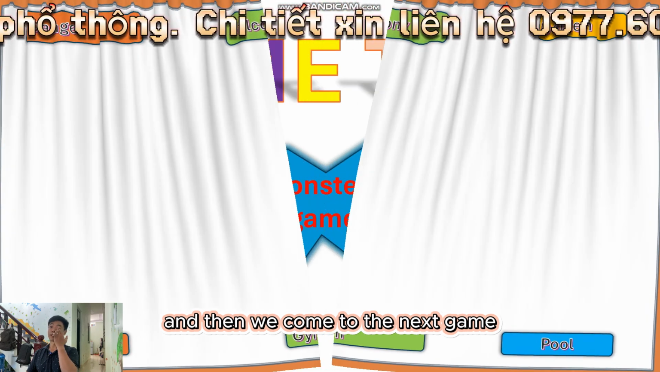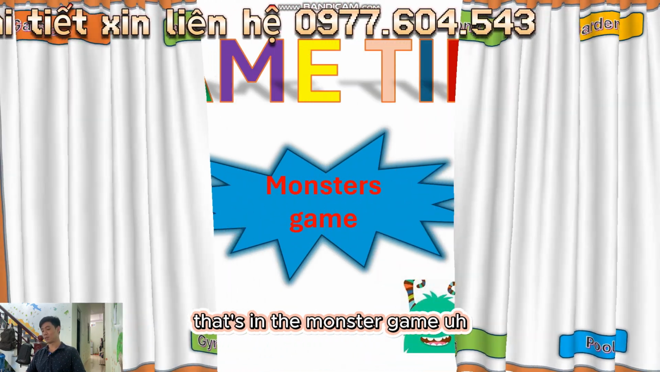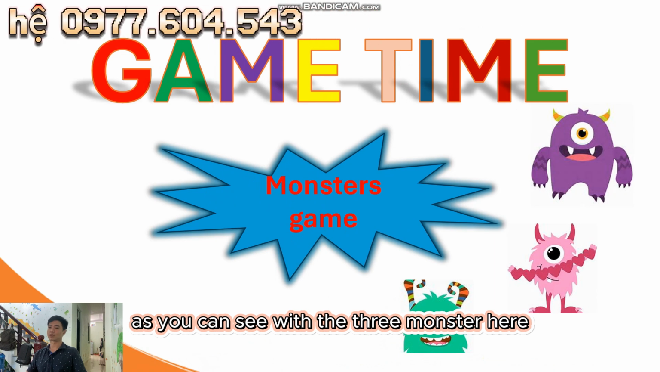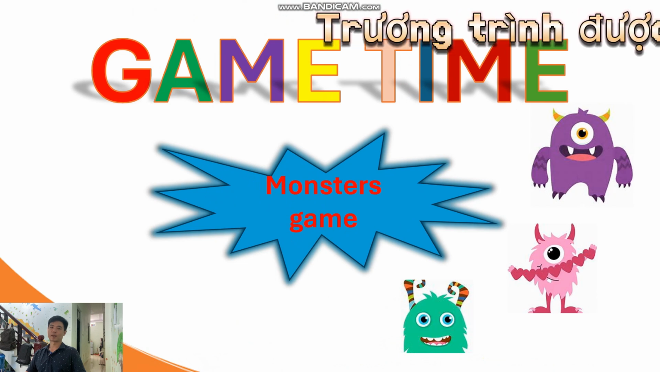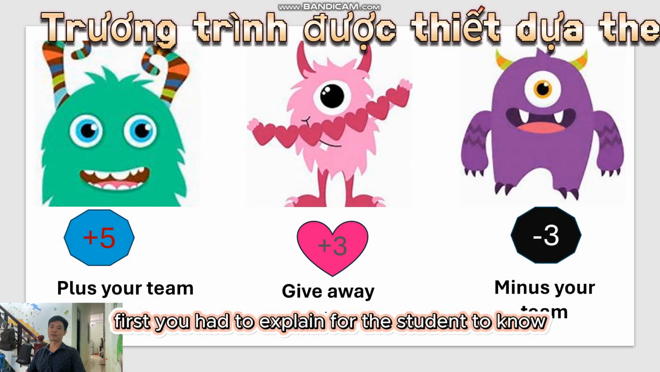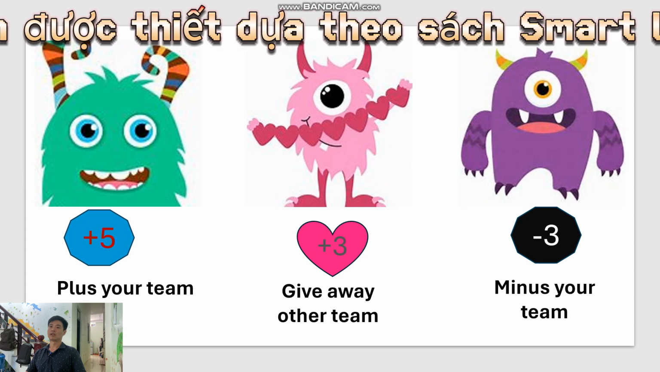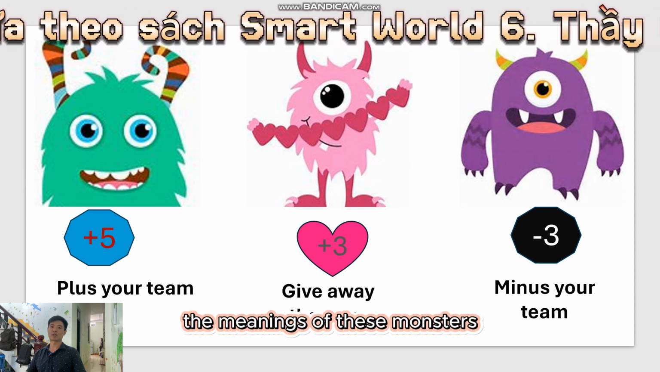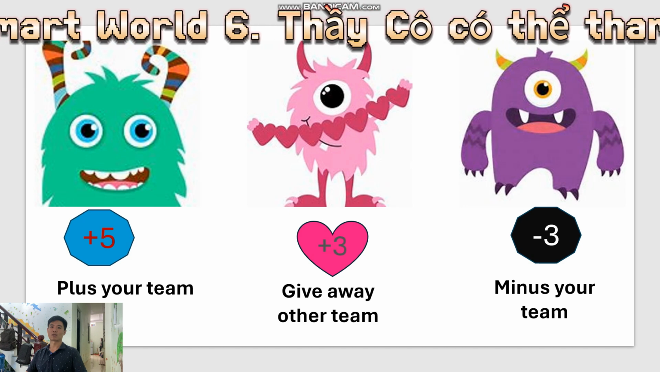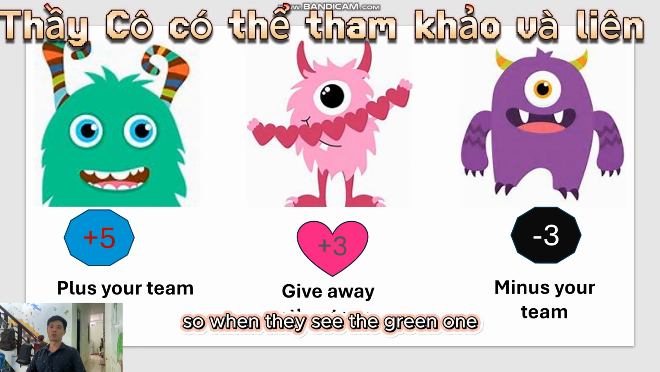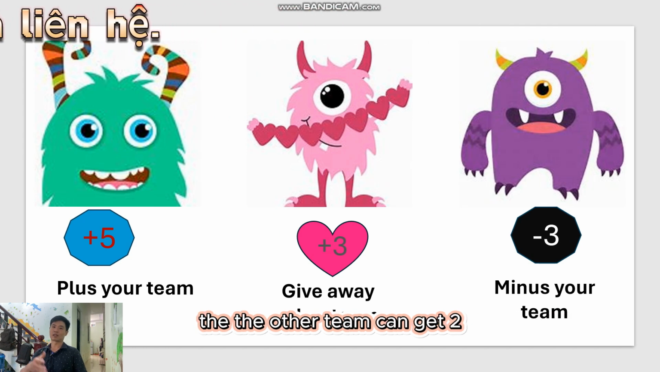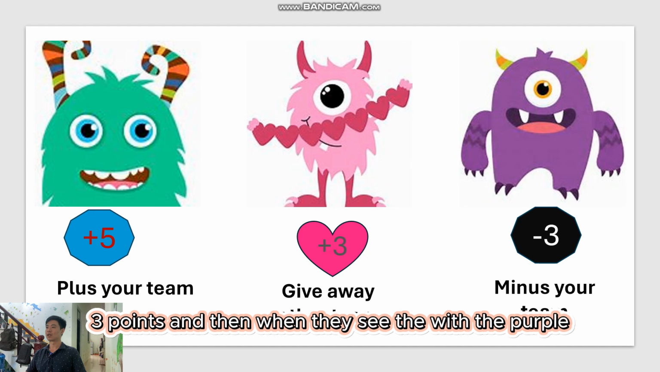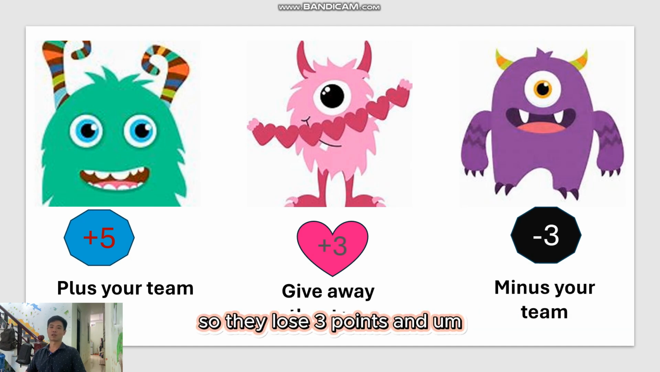And then we come to the next game. That's the monster game. The monster game, as you can see, has three monsters here, green, pink, and purple. First, you have to explain to the students the meanings of these monsters. So when they see the green one, they can get 5 points. When they see the pink one, the other team can get 3 points. And when they see the purple one, they lose 3 points.